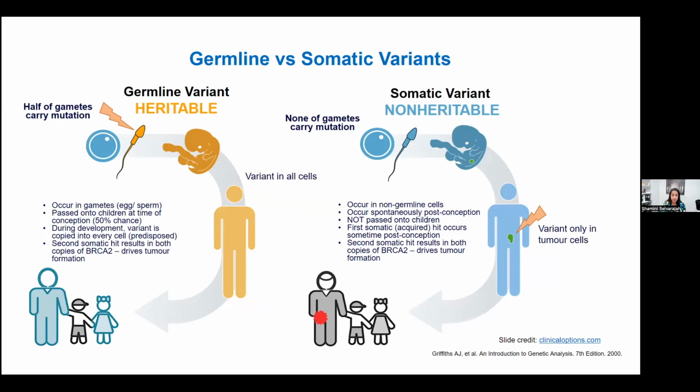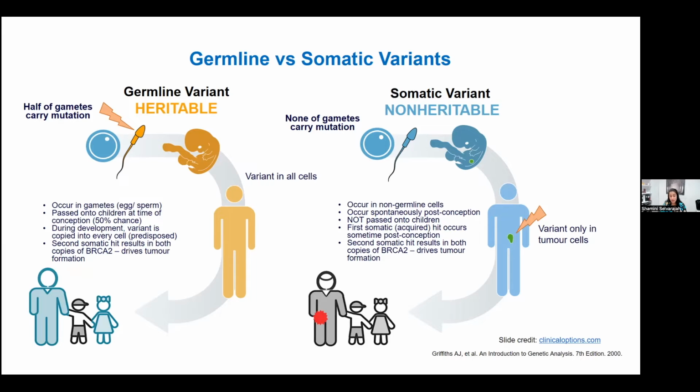Now, on your left, you have images describing what germline variants are. Germline variants occur in gametes, so in the egg or sperm. Because they occur in the egg or sperm, they can be passed on to children. This can happen 50% of the time, or you have a 1 in 2 chance of passing on this alteration to your children. During development, this variant ends up being copied into every single cell, so every cell will have a functional copy and a dysfunctional copy. In order for the cancer to actually develop, somewhere post-conception you get a second hit to that gene. So both of your functional copies are knocked out, and that is what drives tumor formation.